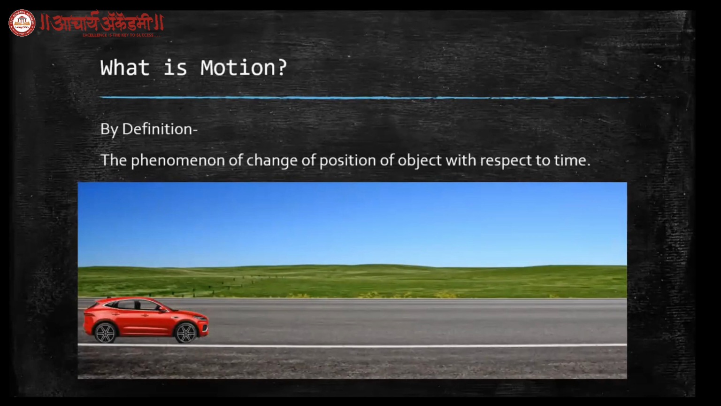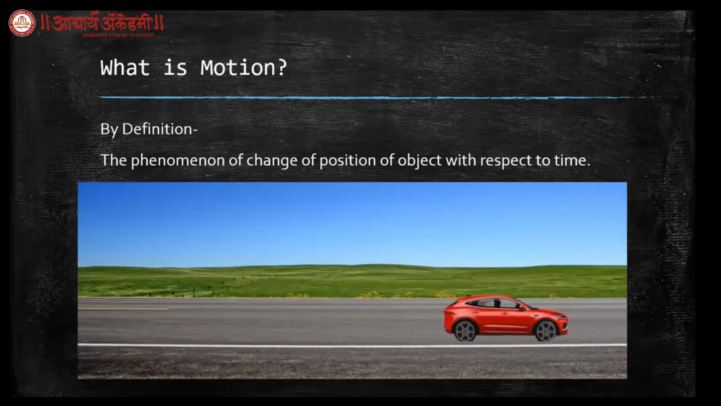By definition, motion is the phenomenon of change of position of an object with respect to time. In the given animation, you can see a car is stationary. When I play the animation, it starts moving and moves from one place to another. As we can see, it has changed its position with respect to time, let's say 2 seconds. So we can say that the car was in motion.